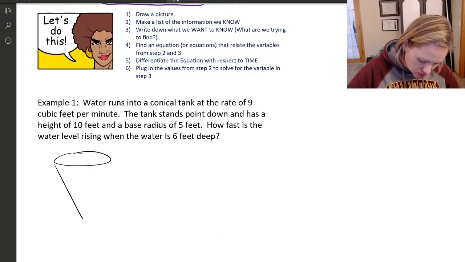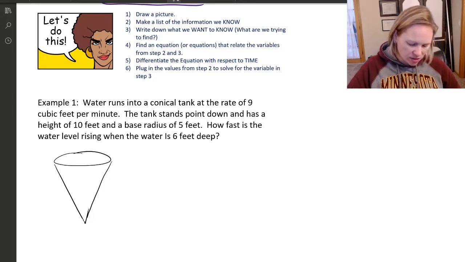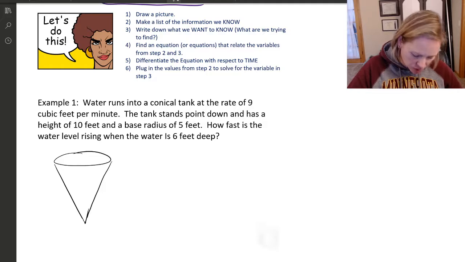So here we go. There's my conical tank. So the water is flowing in at 9 cubic... I'm not going to put that in. The only things I'm going to label here are things that are constant. So like the height of the tank isn't going to change, right? The tank stands point down and has a height of 10 feet and a base radius of 5. So these things aren't going to change.